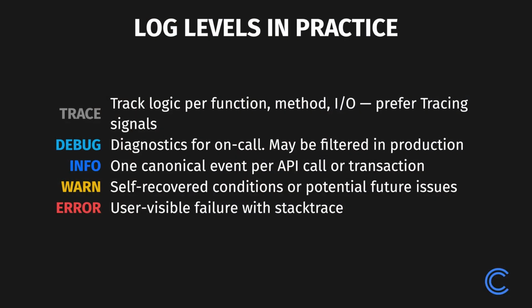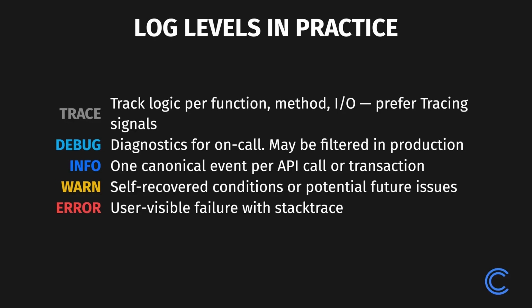Let's dig deeper into log levels and what each level should be used for. I'm going to use the common log levels from Log4j. Trace: when you need to trace logic through each function, method, database call, IO operation, etc. Most likely you want to use the observability tracing or profiling signals here instead, but this exists and works well for deep problem solving. Debug: diagnostics helpful to more than just developers. Think about on-call. However, expect that this level and higher may be filtered in production.